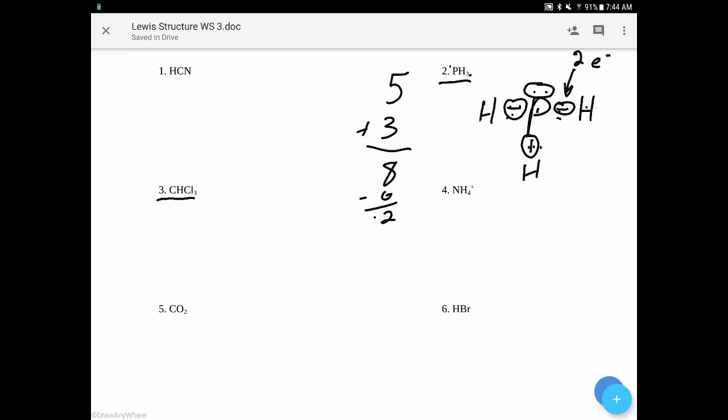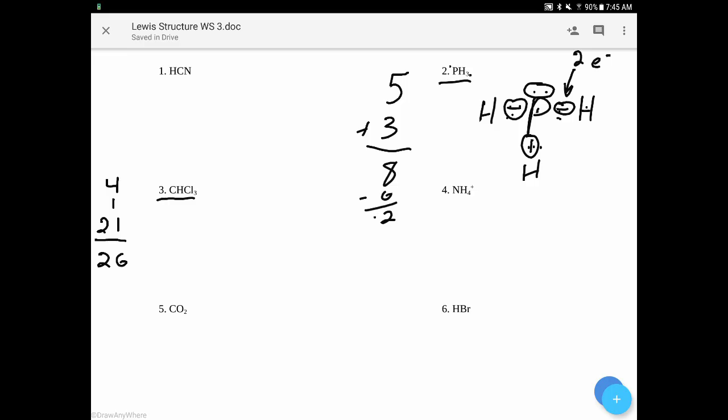CHCl3. So first, C has 4 valence electrons because it's in the 4th column. H has 1 valence electron because it's in the 1st column, and Cl has 7 valence electrons because it's in the 7th column, but there are 3 of them, so we take 7 times 3, and that is 21. So 21 plus 1 is 22, 22 plus 4 is 26, so we have a total of 26 valence electrons.